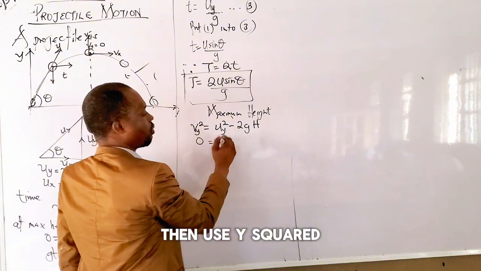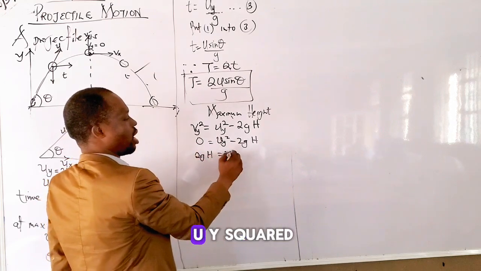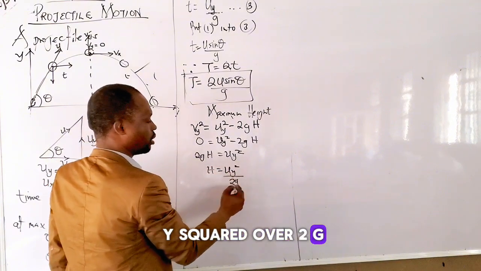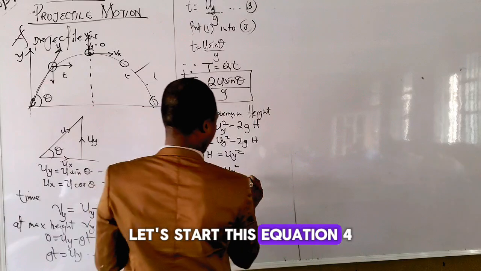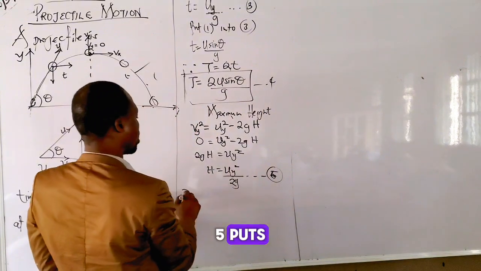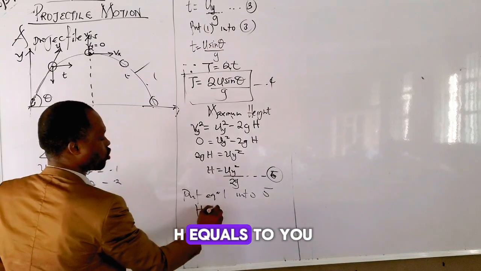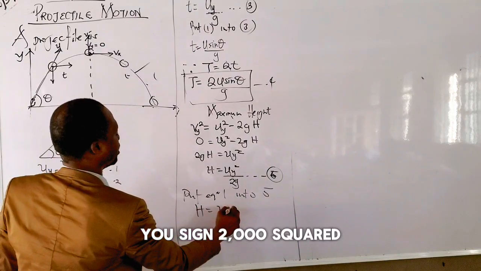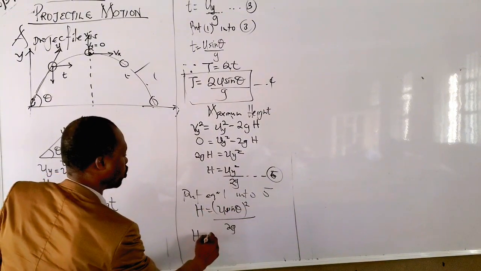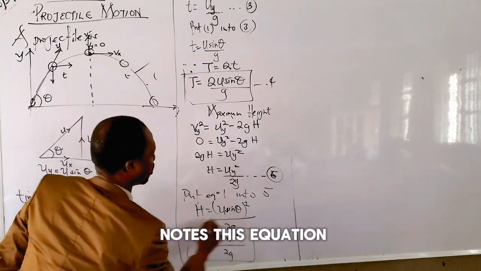Then use 0 equals Uy squared minus 2gh. Now take 2gh to this side: 2gh equals Uy squared. Make h the subject of the formula: h equals Uy squared over 2g. Let's call this equation 4, and this is equation 5. What is Uy? Put equation 1 into 5. So we're going to have h equals u sine theta all squared over 2g. This will give us h equals u squared sine squared theta over 2g. Note this equation.